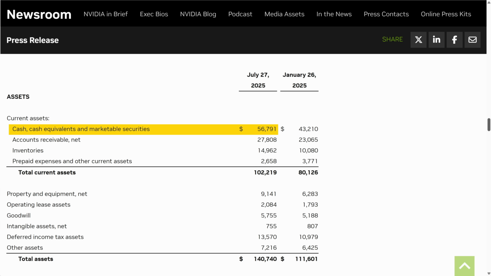But wait. Even after that meteoric rise, Nvidia still doesn't have $100 billion to invest in OpenAI. Their total amount of cash and cash equivalents and short-term investments is $57 billion in their most recent filing. So what's happened here? Well, it's a circular game.